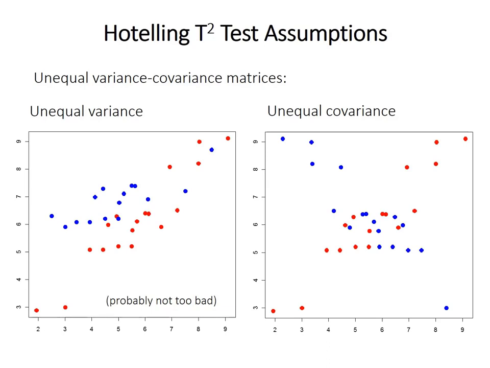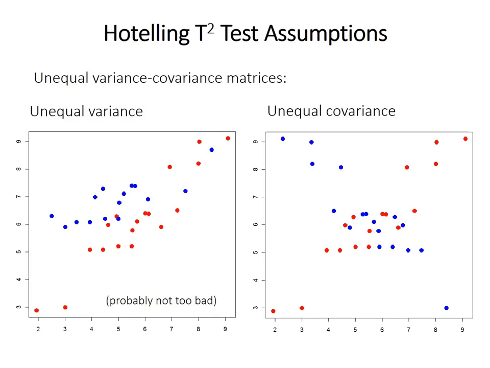So in the left panel, the two samples have different variances, at least in the variable on the y-axis. The x-axis variable, they have sort of similar variance. This probably isn't too serious of a problem, because the covariance of those two variables is quite similar. The right graph is a more serious problem, because the covariance between the variables differs quite greatly between the two samples. The red sample has positive covariance, and the blue one has negative covariance.